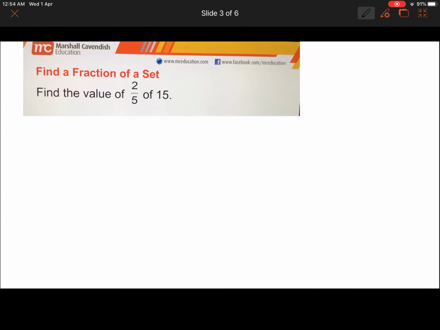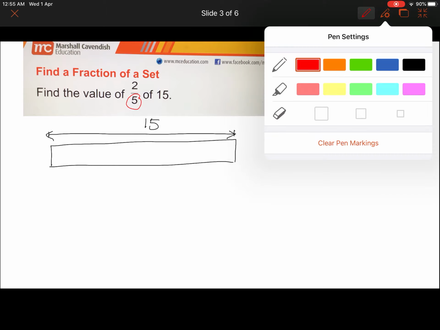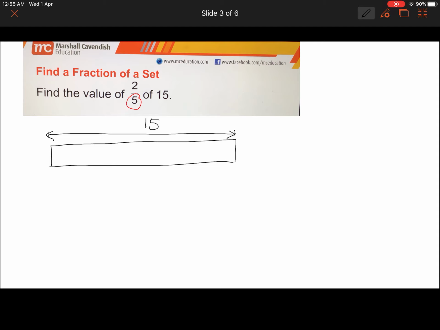Find the value of 2/5 of 15. So what we're going to do is we're going to draw a model. And 15 is going to represent one whole. So this is one whole. From the question, we know that we need to divide our one whole into 5 equal parts. And we get the value from the denominator in our question. So this means I have to divide into 5 equal parts. 1, 2, 3, 4, 5.